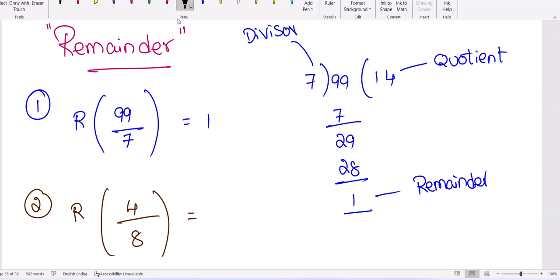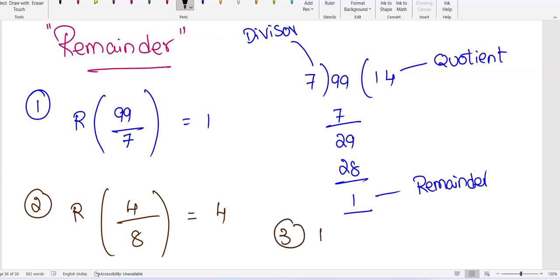Don't cancel, 4 ones, 4 twos, 1 by 2, sir. Nothing like that. 4 is less than 8. 4 cannot be divided by 8. Simply say the remainder is 4. Don't cancel numerator and denominator and say 1 by 2, 1 divided by 2, remainder 1. Something like that is not allowed.